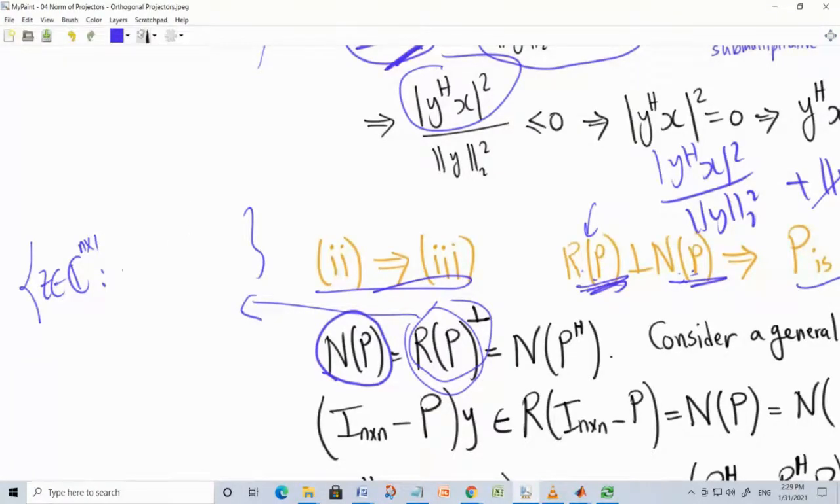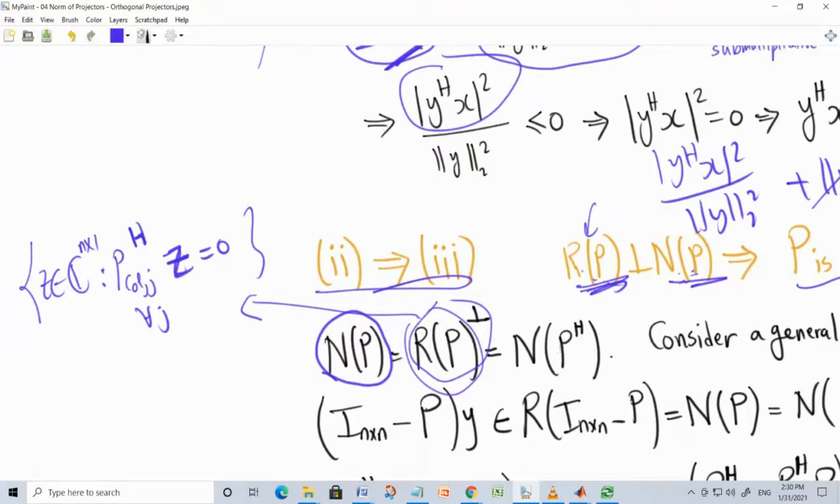Okay, so if you take any column of B, the column J Hermitian times Z is equal to 0 for every J, for every column in the matrix. That's the orthogonal complement. And you note the following: by definition of the orthogonal complement, the orthogonal complement of the range is the null space of B Hermitian, right?